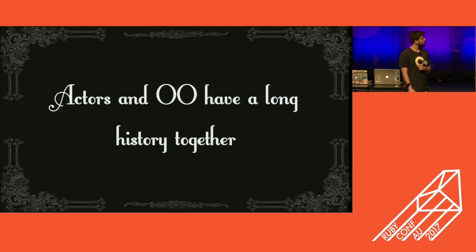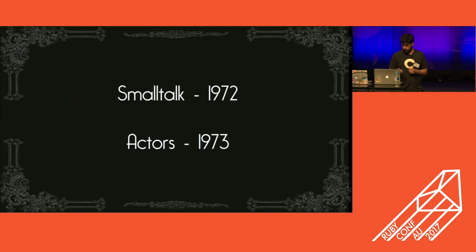And an interesting thing you discover when you start reading about actors is that actors and object-oriented systems actually have a long history. So Smalltalk, like the first object-oriented programming language, or one of the first, comes out in 1972. And the actors paper, the first papers mentioning actors, comes out in 1973. And it actually mentions Smalltalk as an influence.